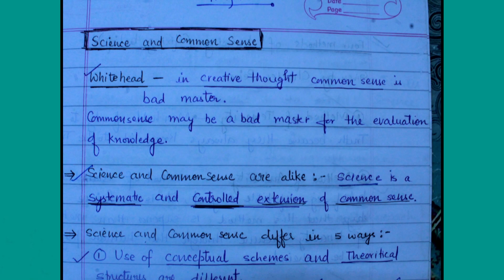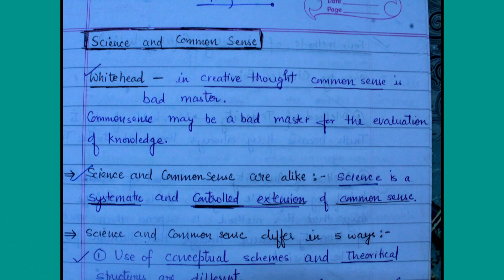So Whitehead has said that in creative thought, common sense is a bad master. Why has he said that? Because whenever an event has occurred, the researcher will apply his or her common sense, and if the scientist is drawing conclusions on the basis of common sense only, then he or she can conclude wrongly. That's why when you become creative, when you are going to investigate a particular problem, when you are practicing science, then common sense is a bad master. It can lead you to invalid conclusions. So it has to be studied systematically in a controlled manner. So always remember, Whitehead said this: in creative thought, common sense is a bad master.